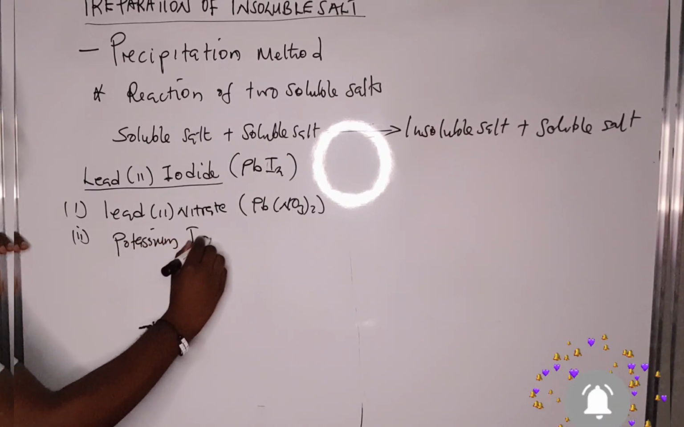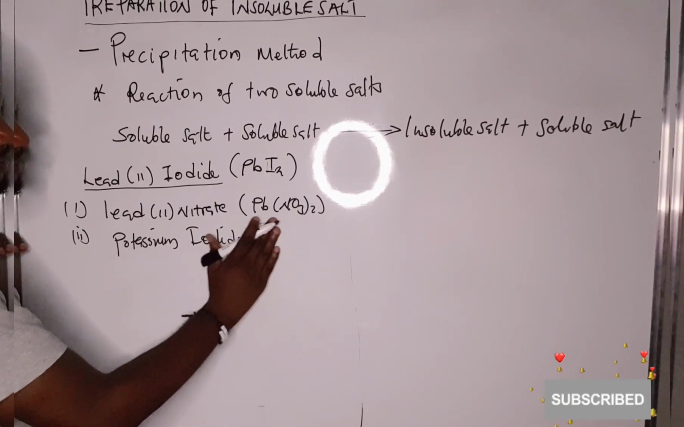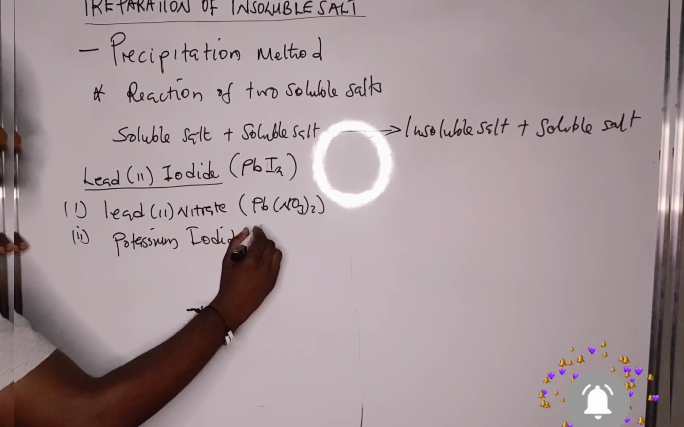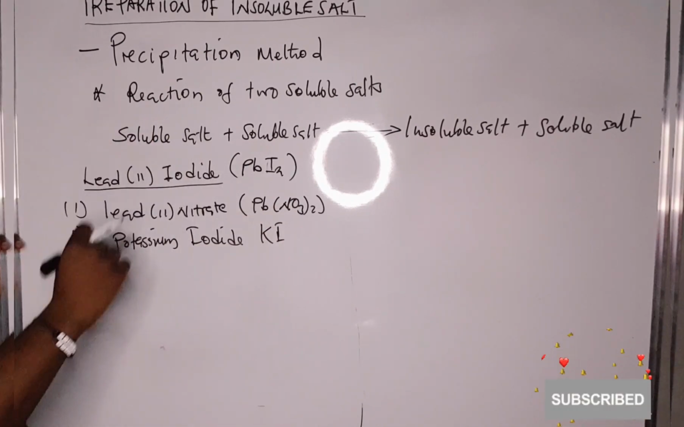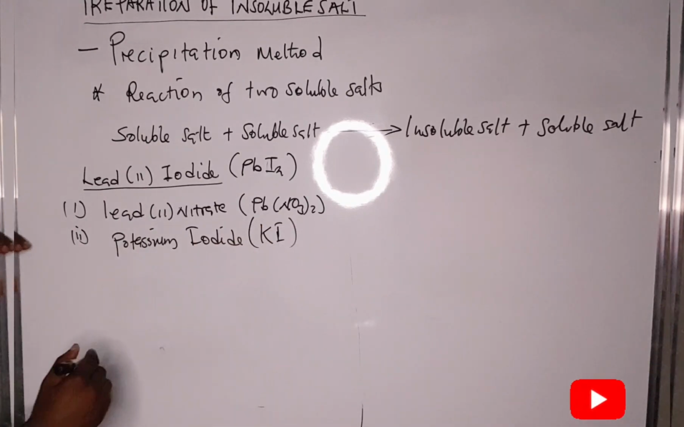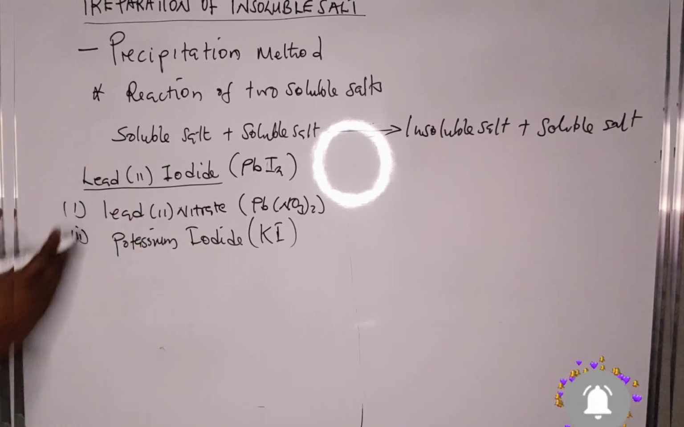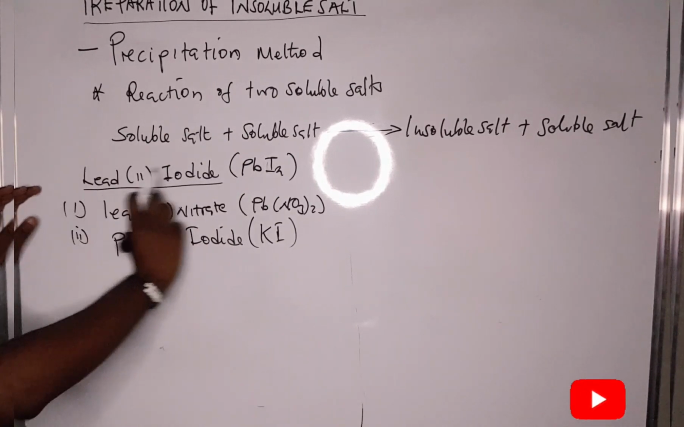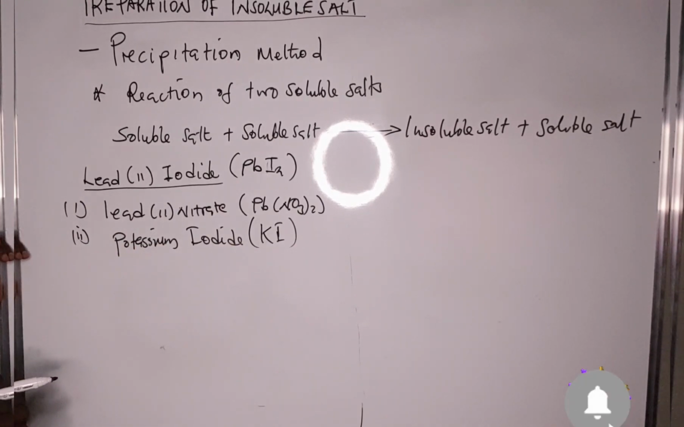Potassium iodide. So we are going to have that. Now in the reaction, these are the two reactants. We have lead nitrate, we have potassium iodide.